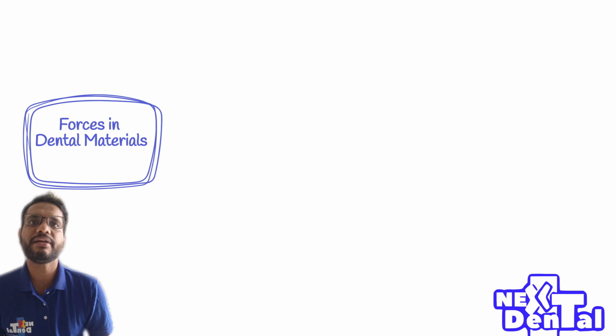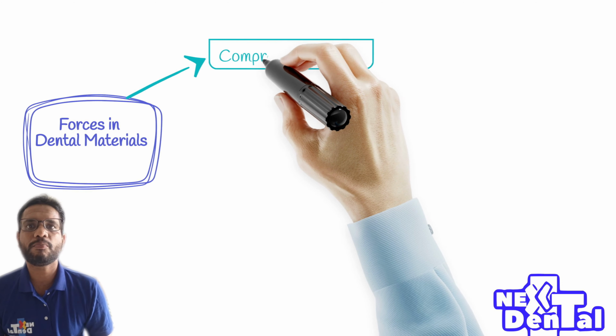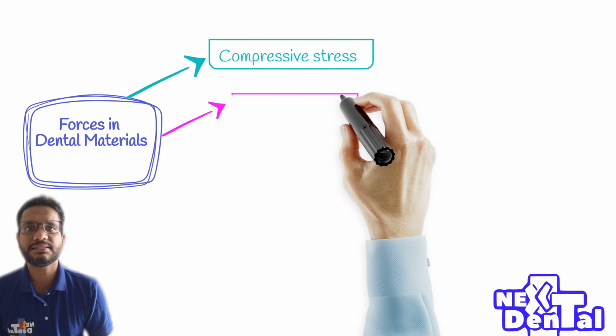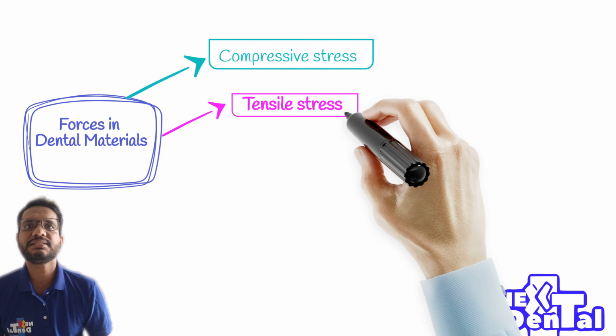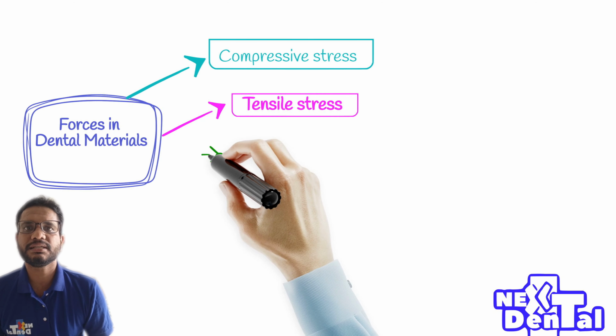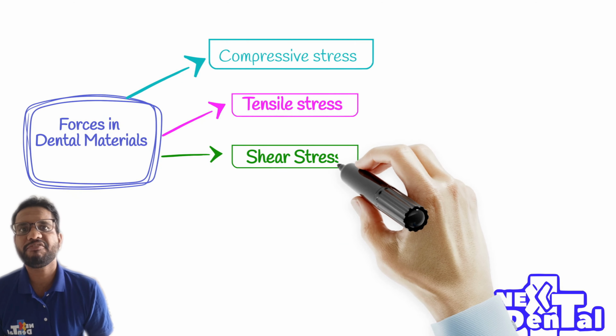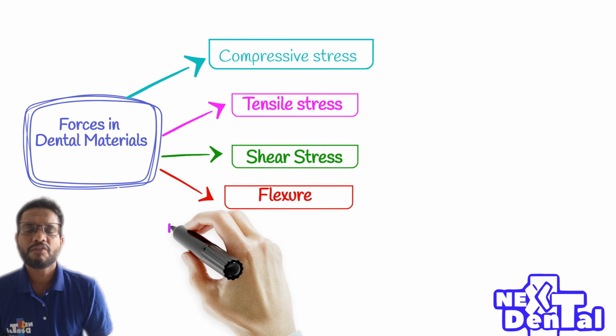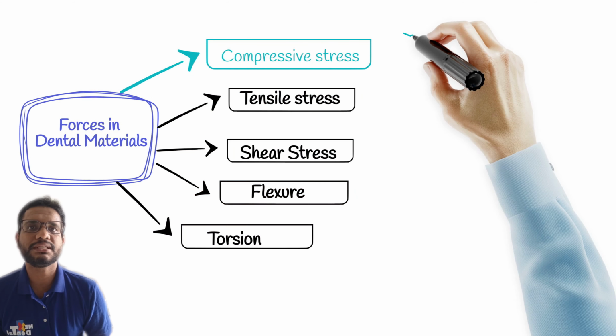So there are 5 types of important forces, or more aptly stresses, that we shall be discussing today. First is the compressive stress. Second is the tensile stress. Now these two stresses are the axial stresses. Then we have shear stress. Fourth is flexure, and fifth one is the torsional stress. First of all, we will discuss the compressive stress.